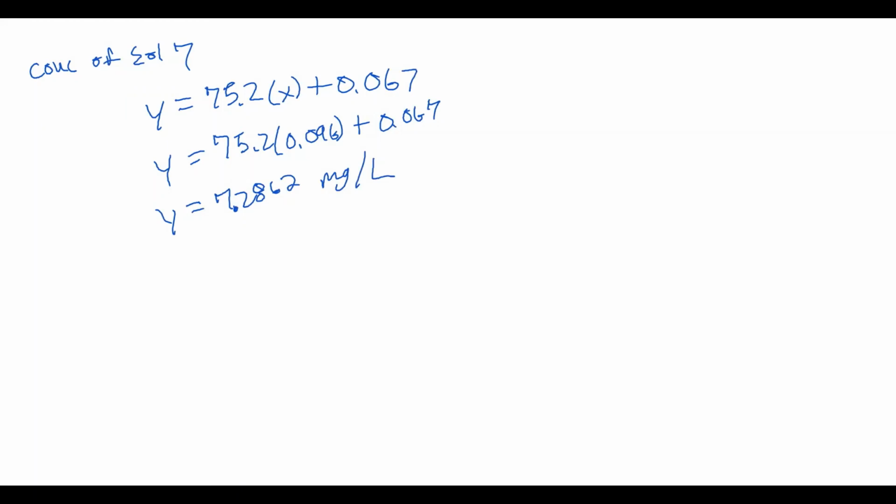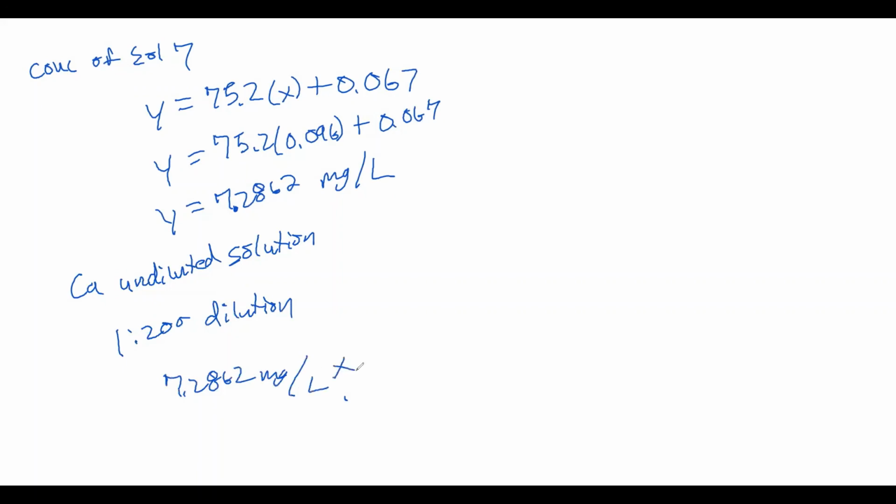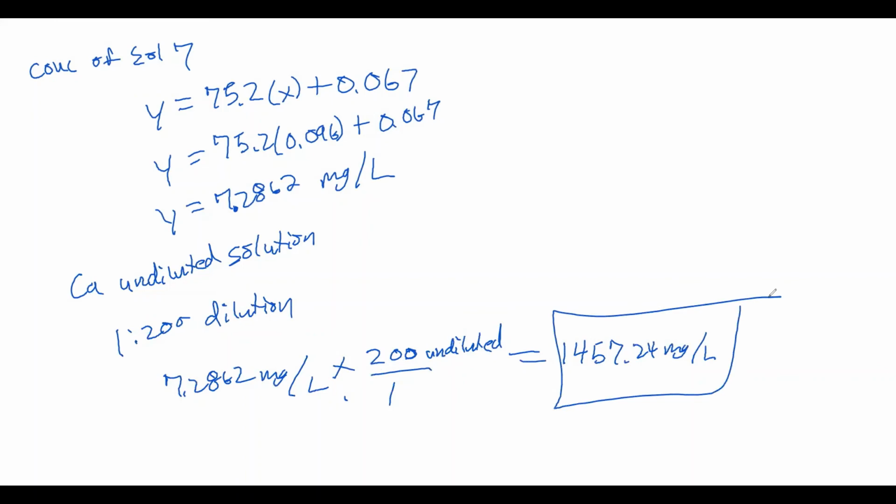But what we really want to know is the calcium in the undiluted solution. So if solution 7 is 7.2862 and we have a 1 to 200 dilution, that means that our sample should be 200 times more concentrated in the undiluted. So we'll take that 7.2862 milligrams per liter. We'll multiply it by our 200 to 1, because this is our undiluted. And so we had a concentration of 14,057.24 milligrams per liter. And that's how you can go through and do your concentration.